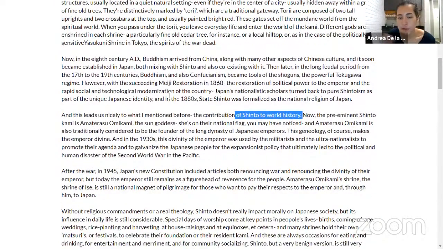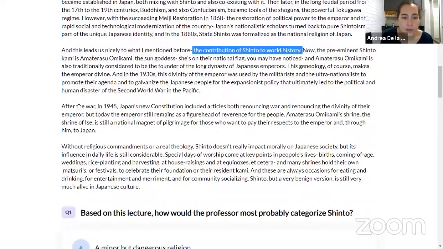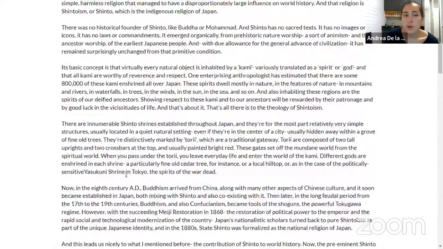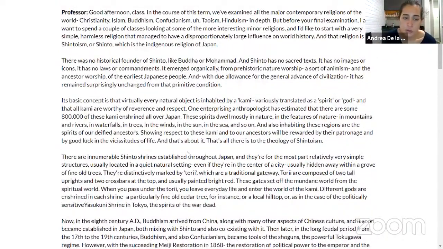And they even have like a short introduction. They say, and this leads us nicely to what I mentioned before, the contribution of Shinto to world history. And then they explain that, right? The contribution of Shinto to world history. Then they talk about something else. They talk about something else in another paragraph. So each paragraph that you can see in the transcript contains a different idea.